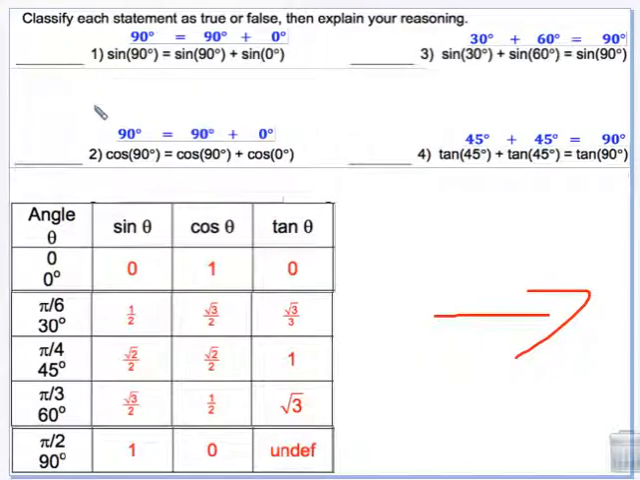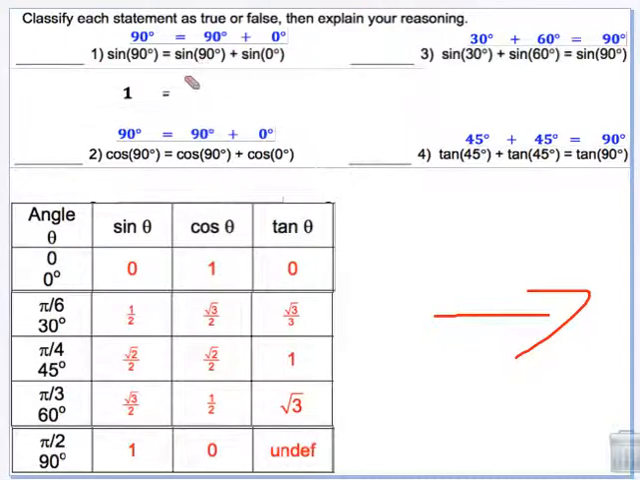Now this is just a snapshot of part of your trig table. This only has 0, 30 degrees, 45, 60, and 90 degrees, and then only sine, cosine, or tangent up here. But you can find these values on your trig table. All right, so let's look at if we had sine of 90 degrees. Go down here, 90 degrees is here, sine column at 0. So sine of, not 0, sorry, 1. So sine of 90 degrees equals 1, right?